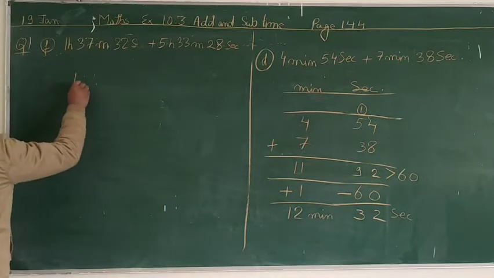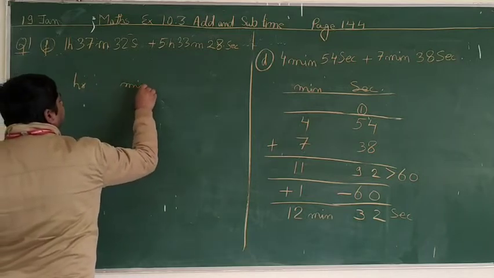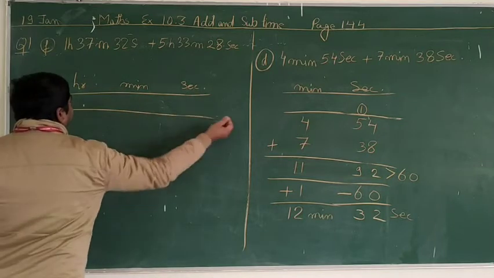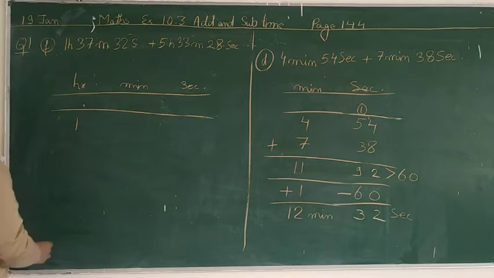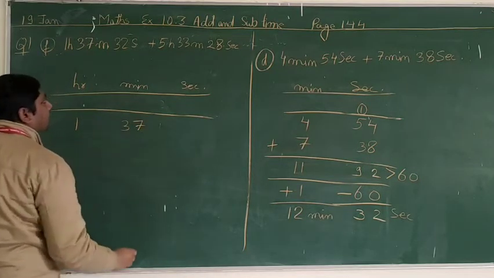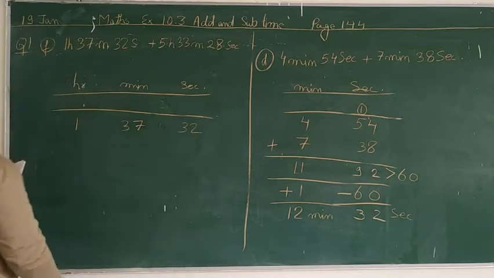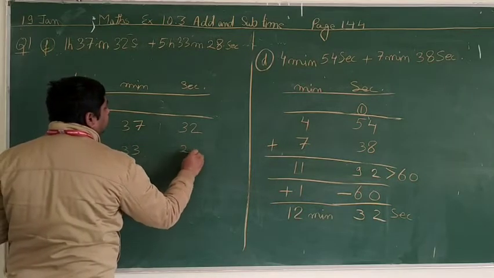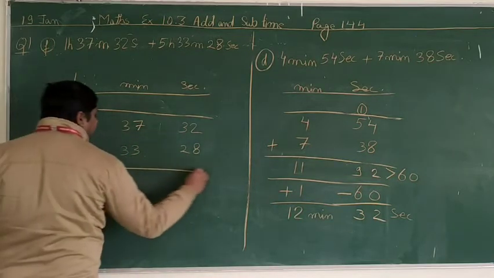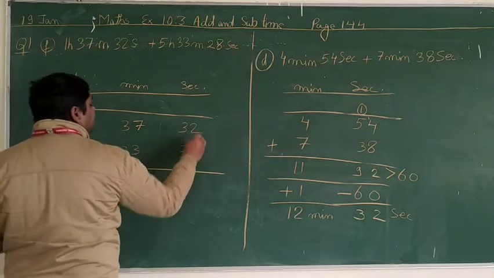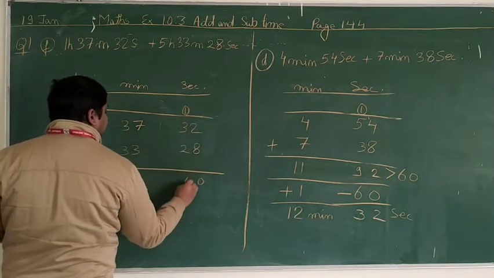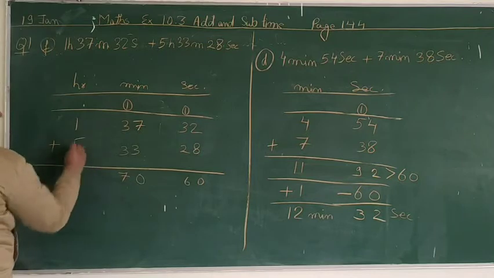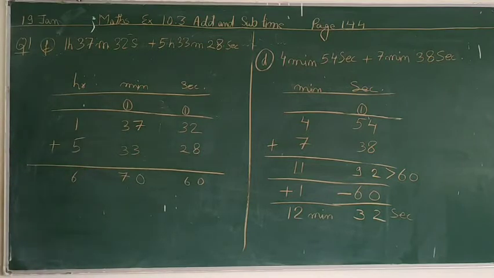We will make 3 columns, one for hours, second for minutes, third for seconds. We will leave one line for carry. Now write down 1 hour, 37 minutes and 32 seconds. We have to add it with 5 hours, 33 minutes, 28 seconds. Now add them. Here we will have 8, 9, 10, 1 will be carry, 60. Here we will have 70, and here we will have 6. Now listen very carefully.